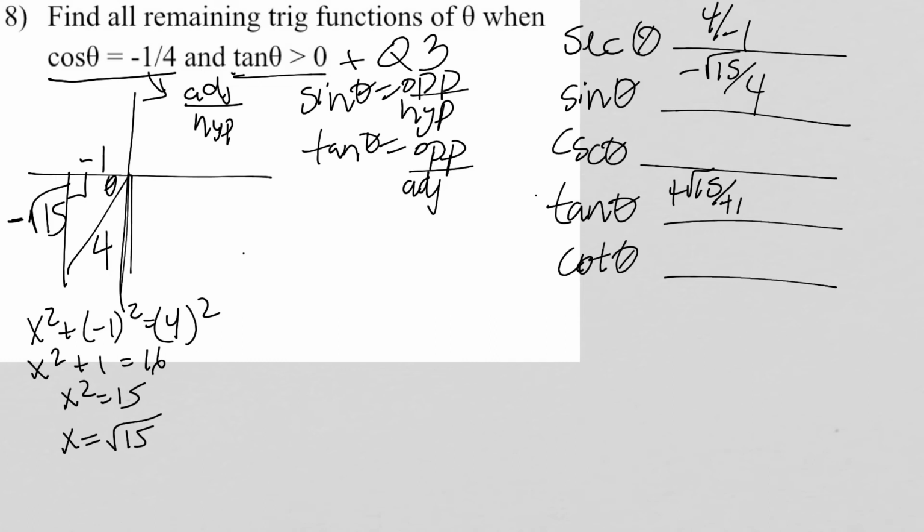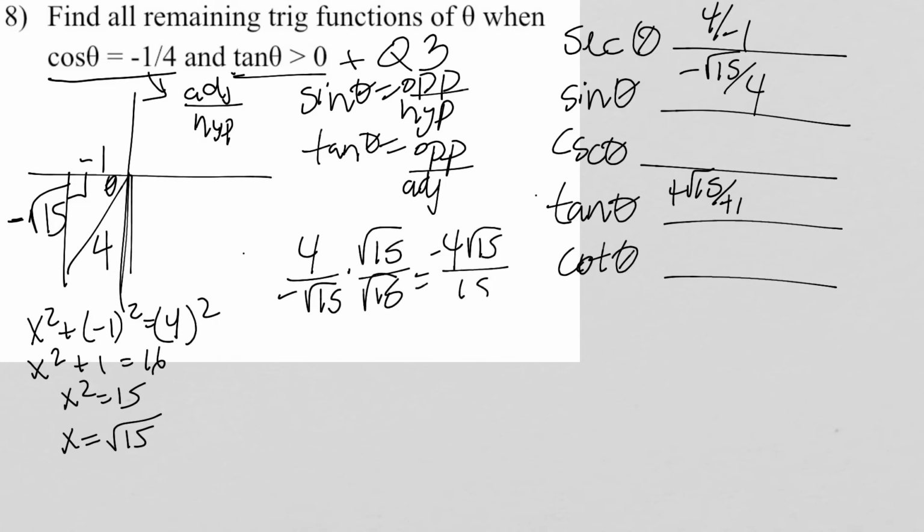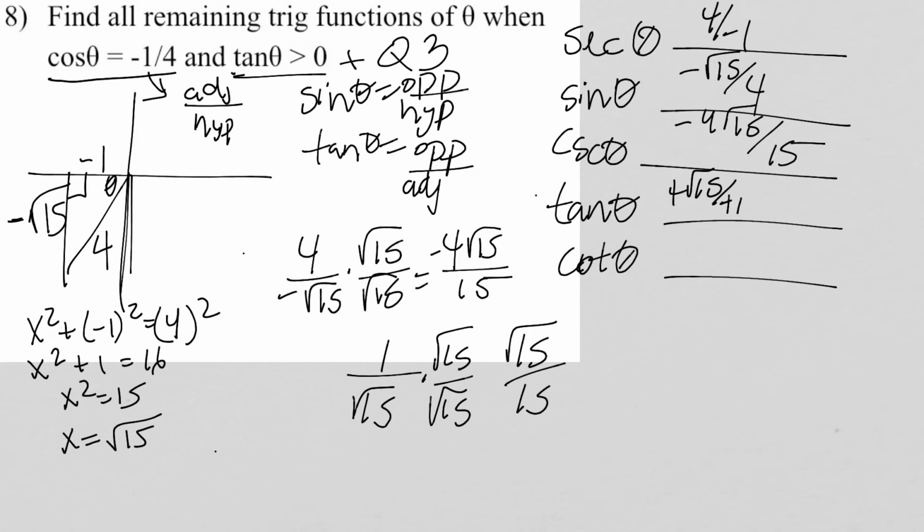And now let's get the reciprocal of sine, which is cosecant. So let's flip that around. The reciprocal, rationalize. So I'm getting -4√15 over 15. And the same thing for cotangent. We'll flip cotangent around, which will make it 1 over √15. Rationalize. And I get √15 over 15.